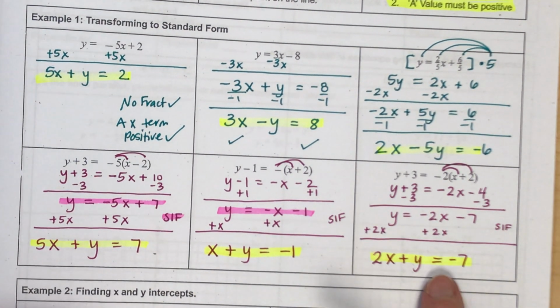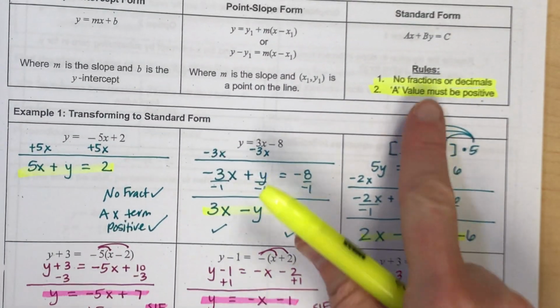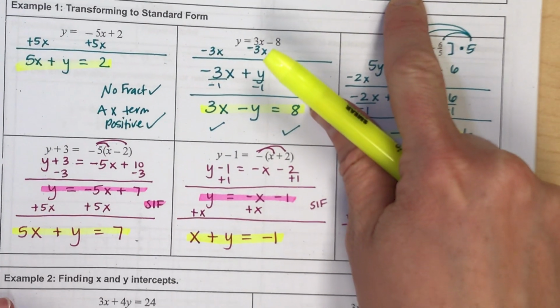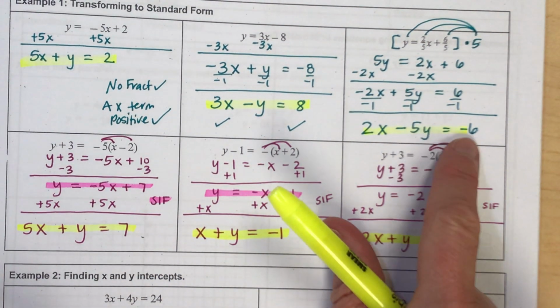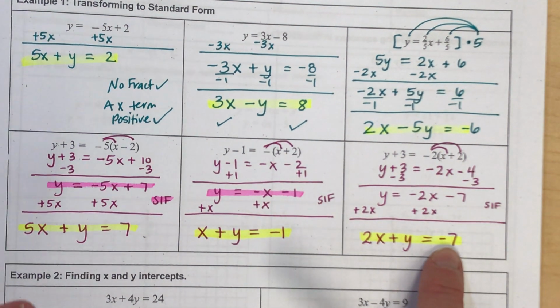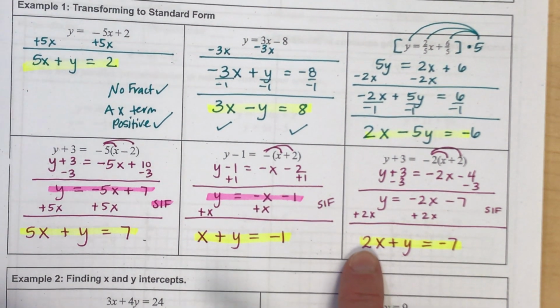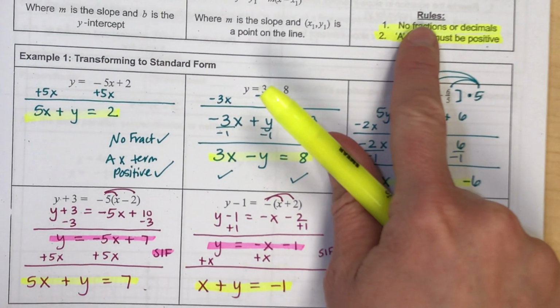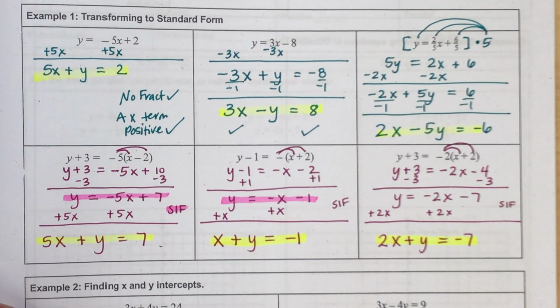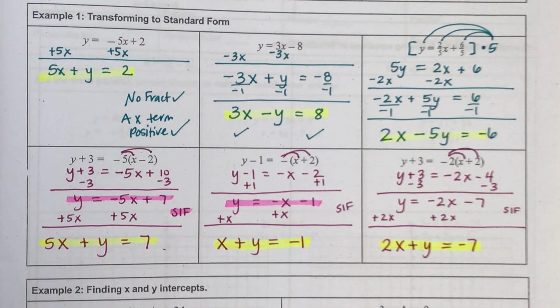So the only number that has to be positive is the a value. Any other numbers can be negative. See here, you can have a negative y, you can have a negative y and a negative constant, you could have just a negative constant, but only the a term has to be positive. And then again, no fractions allowed. So I hope that's been made clear. If you have any questions, please reach out to your teacher.